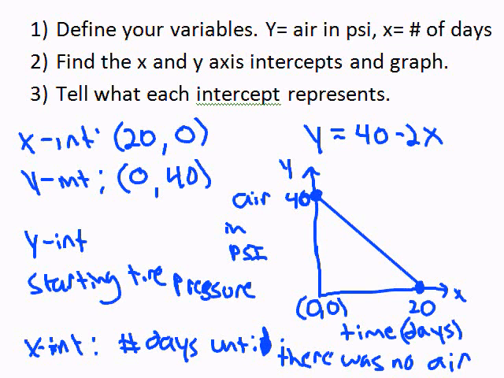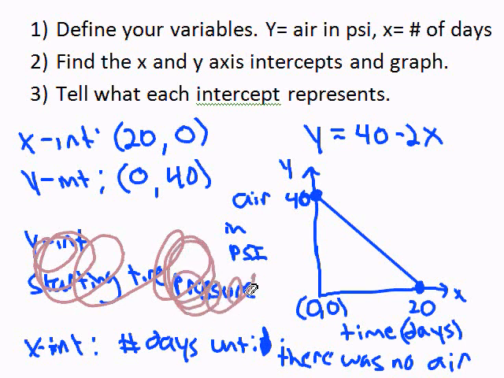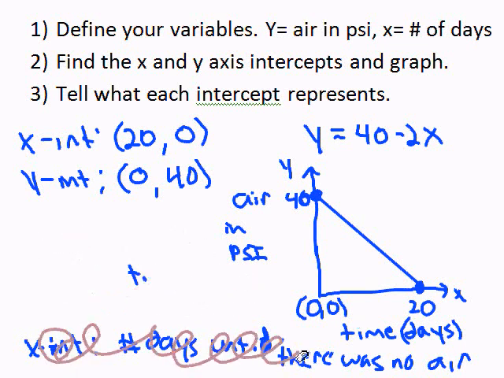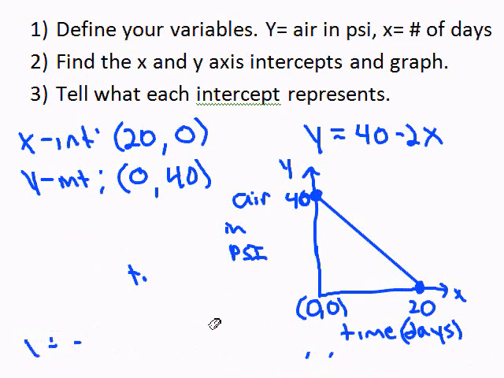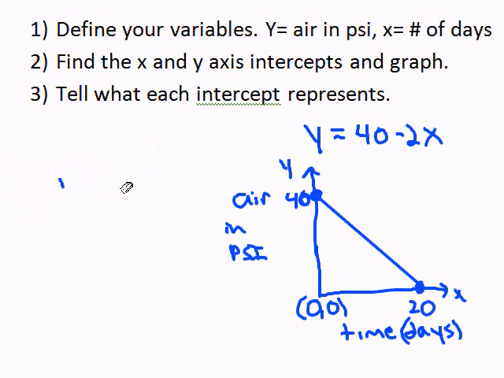The next set of instructions is going to ask us to find the domain and range and interpret the meaning of the domain and the range. Since we already have the graph, I'm going to go ahead and erase everything except for the graph. And let's find the domain and range of this function. Now the domain. Notice all of your x values go between 0 and 20.